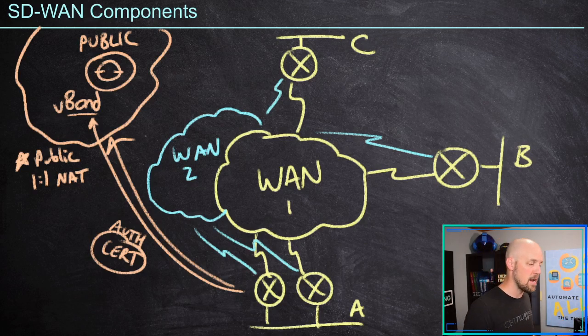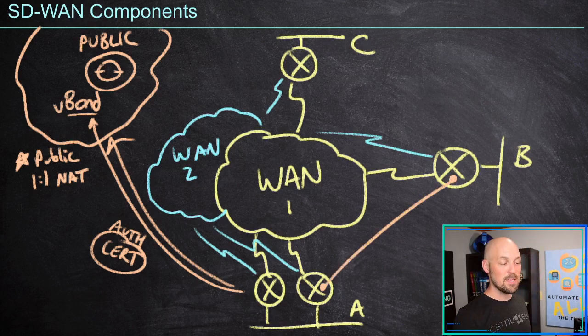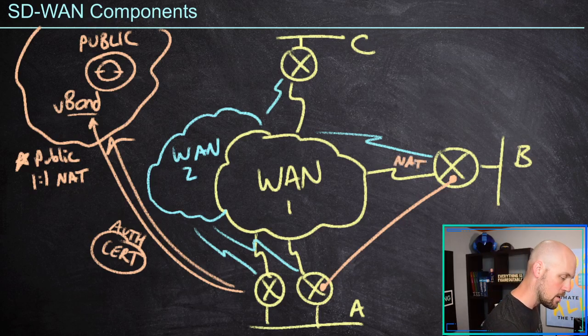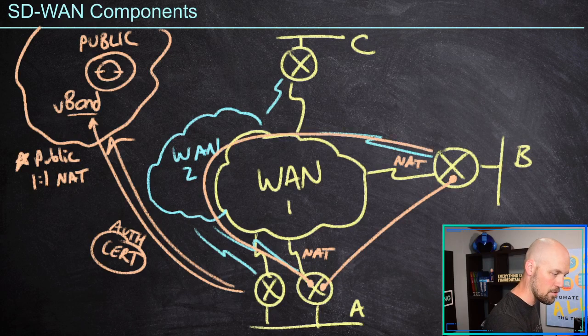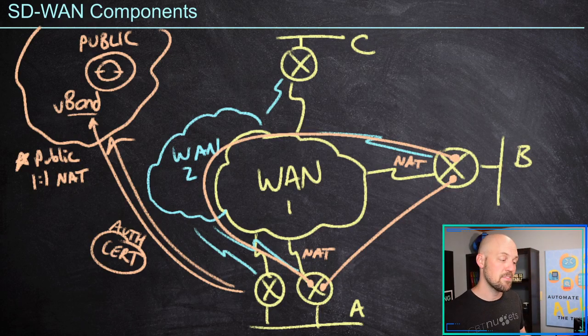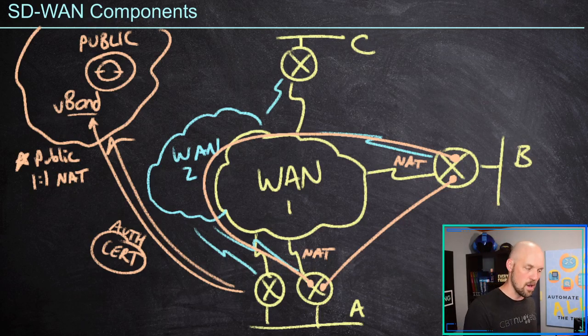But the other thing the vBond can do is help us with NAT traversal. If you think about it, we are building these IPsec tunnels from one router to another, but these routers might actually be behind a NAT. This might be getting NATed. And so if, let's say, now I'm going to form, believe it or not, I didn't say this earlier, tunnels across both of these WAN service providers. Maybe the blue one doesn't have NAT, but the red, or I don't know, it doesn't really matter.